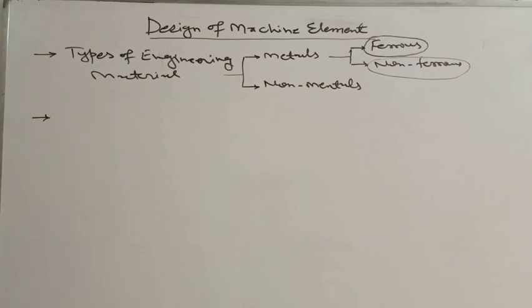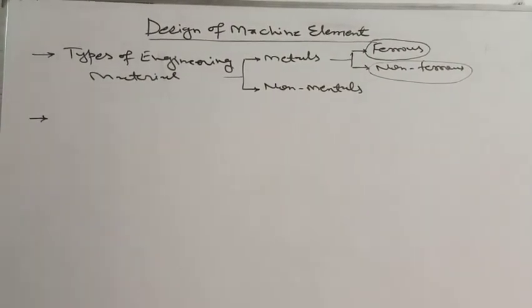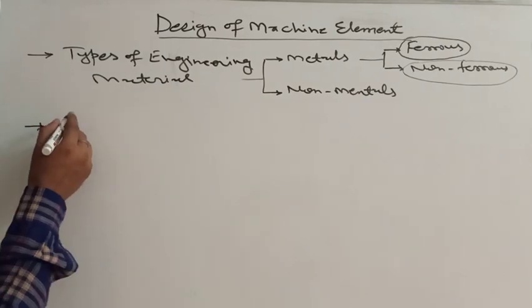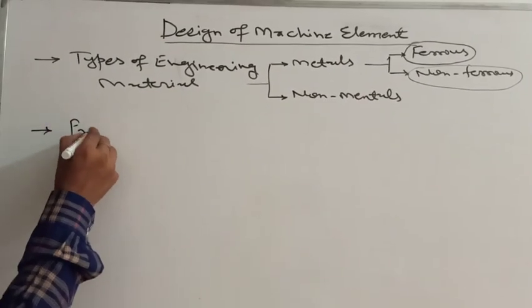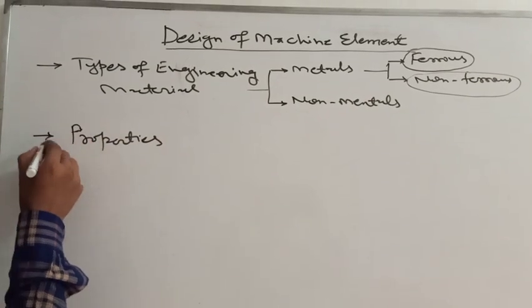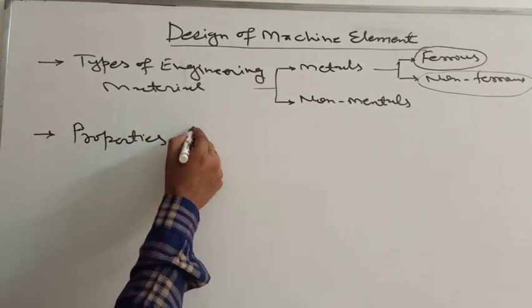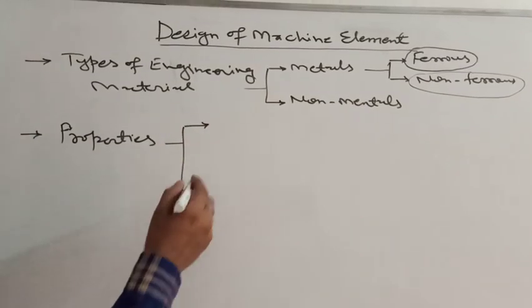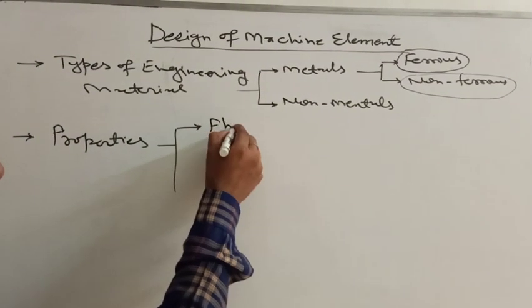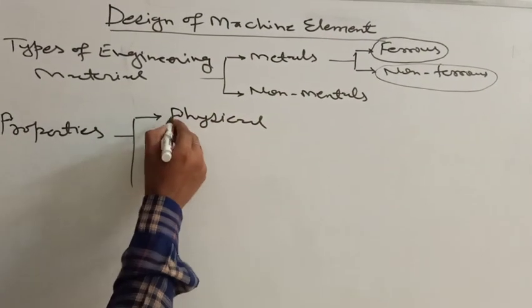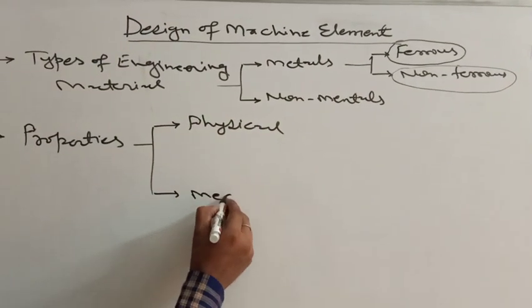If we are considering these materials for our design purpose, then we require some properties of these materials. The various properties include two types: first is the physical properties and second is the mechanical properties.